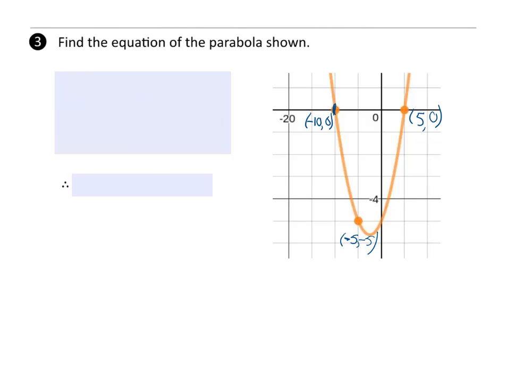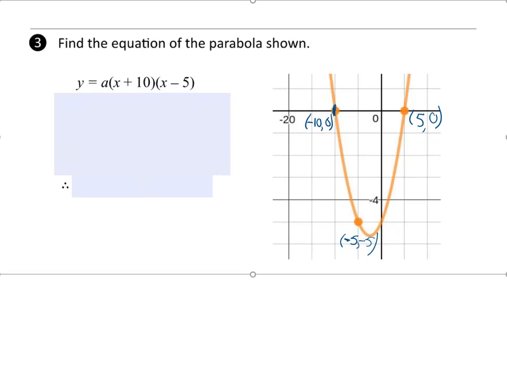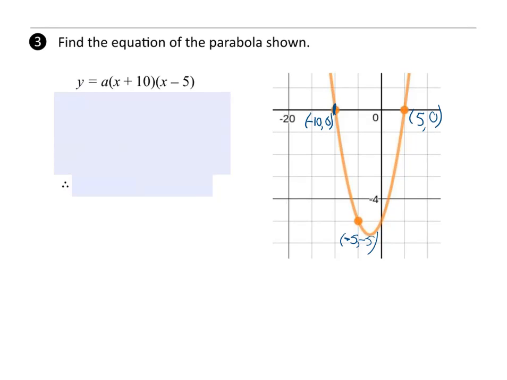So we need to figure out the equation. Well, we start with our factored form. We're going to have y equals a times x plus 10 in brackets and x plus 5 in brackets. Or minus 5, because it has to be the opposite value of your x values. Okay, then we can sub in our third point, which is negative 5, negative 5.